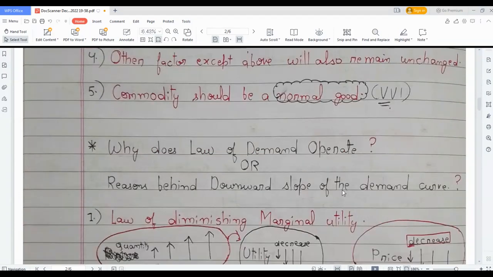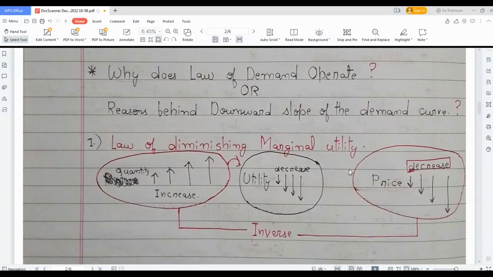In this video only, we will discuss in the latter part what are the exceptions of law of demand. Now we will discuss why the law of demand operates, or the reasons behind the downward sloping of the demand curve. That is why there is an inverse relationship between price of a commodity and demand of a commodity. We will discuss all this in this topic. There are basically four reasons why the law of demand operates, or why there is a downward slope of the demand curve.